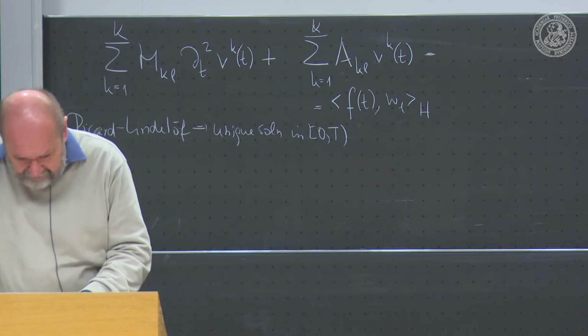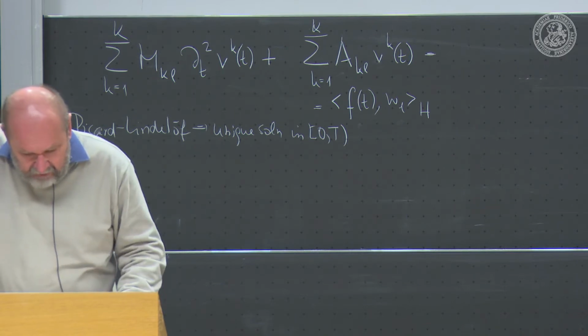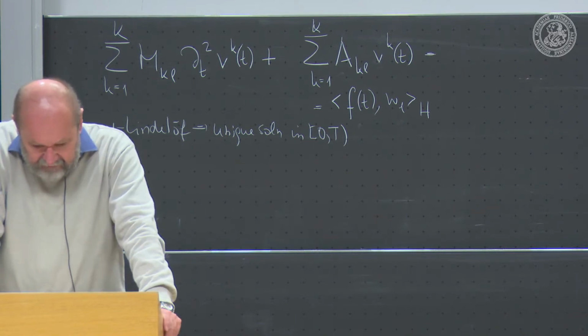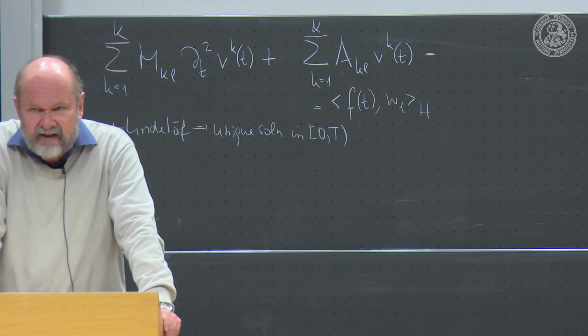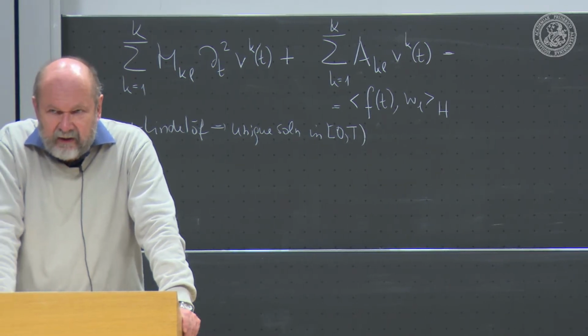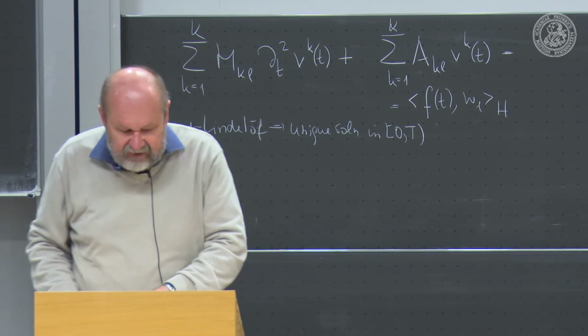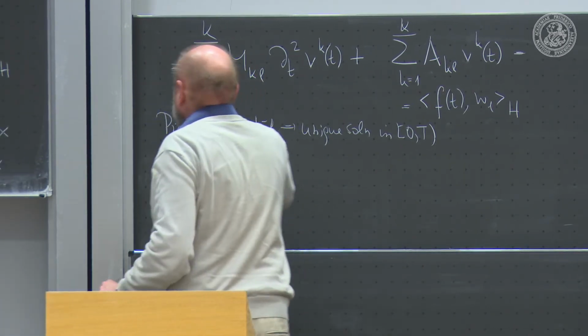Okay, so that is our approximate solution. Of course, now we would like to go to the limit here, and for that we need a priori estimates. So the next step is a priori estimates.